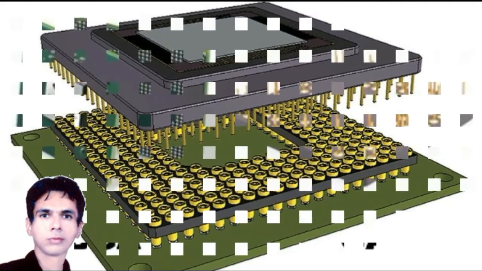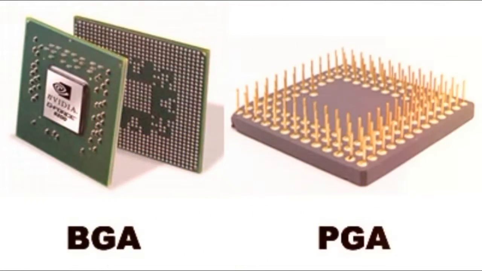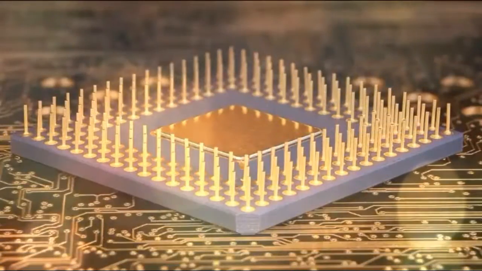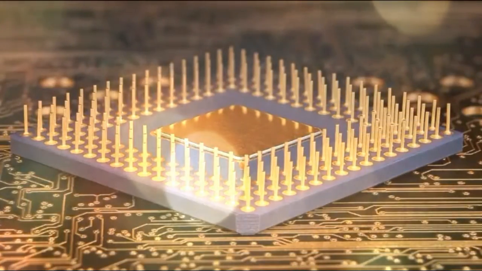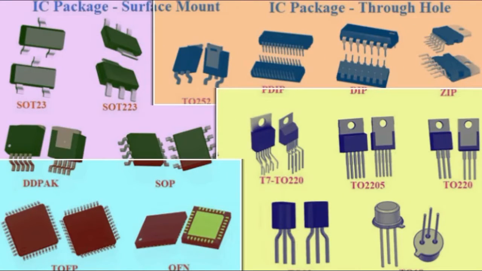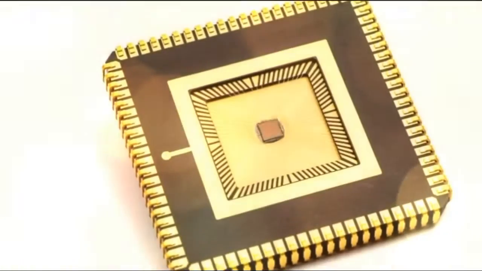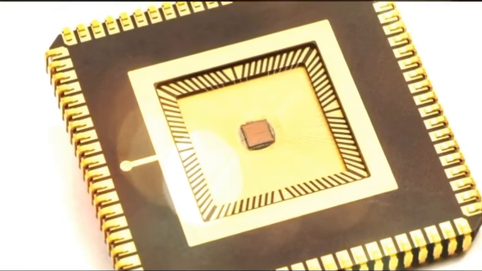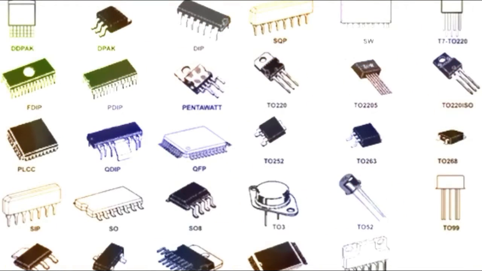PGA packaging, pin grid array. This packaging is similar to BGA, except that the pins are placed under the IC and connected to the surface of the board or socket. There are also other packages that are designed for specific needs and specific applications. Choosing the right package is based on the required system and the electronic components used.